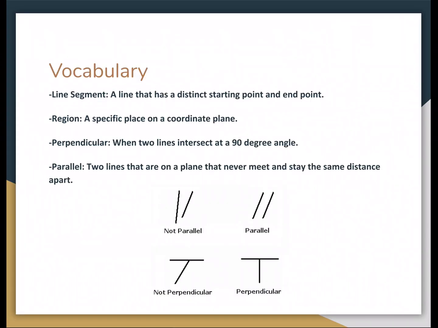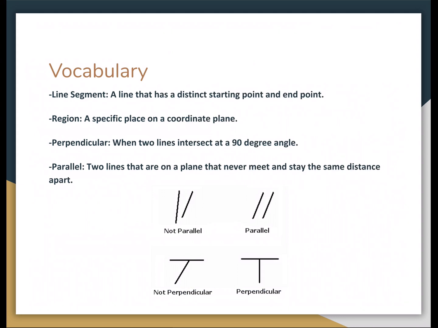Before we begin, I'm going to go over some important vocabulary for today's lesson. The first vocabulary phrase that I'm going to go over is line segment. A line segment is a line that has a distinct starting point and end point. The next word is region. A region is a specific place on a coordinate plane.